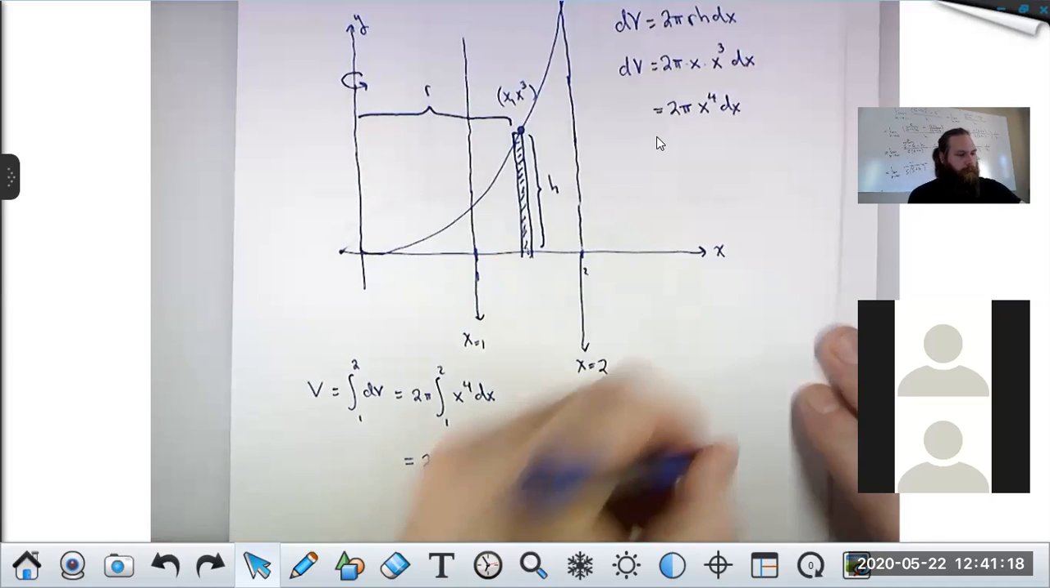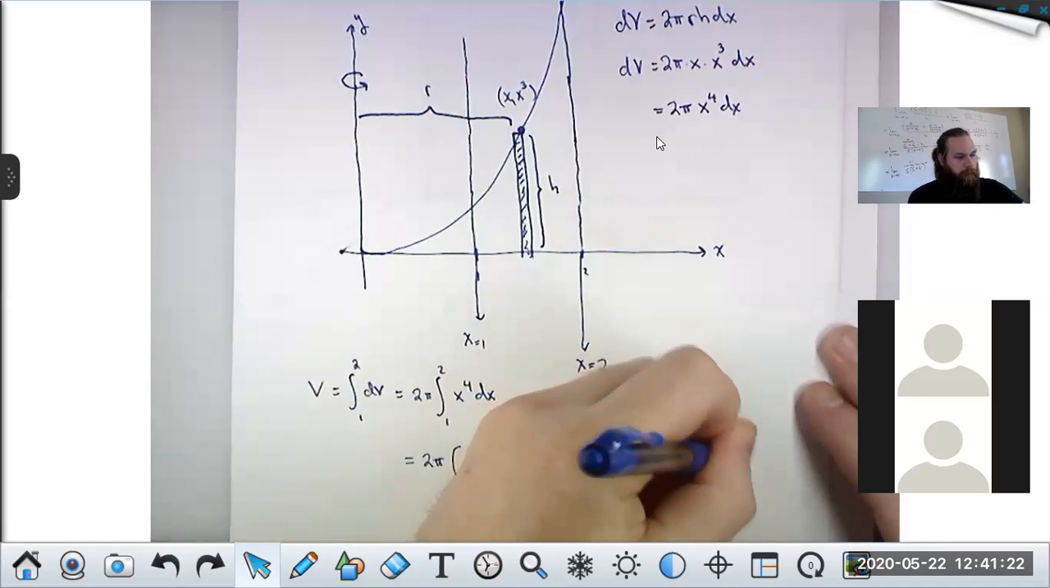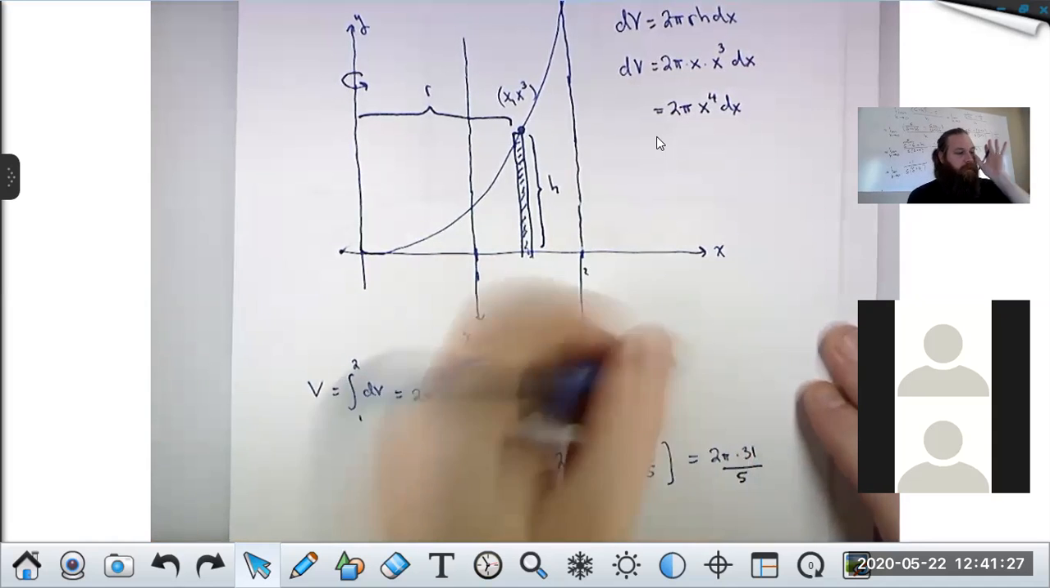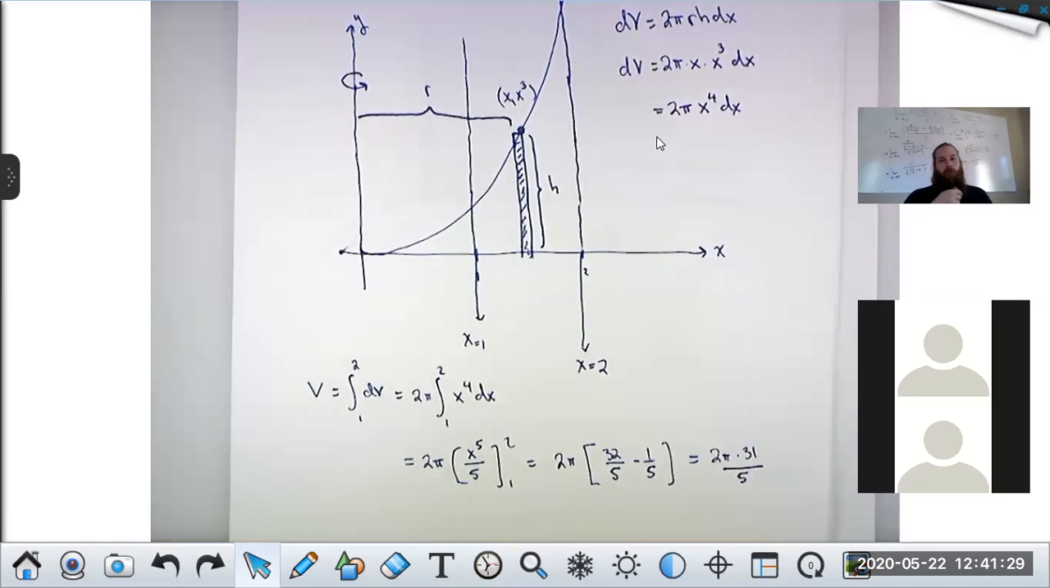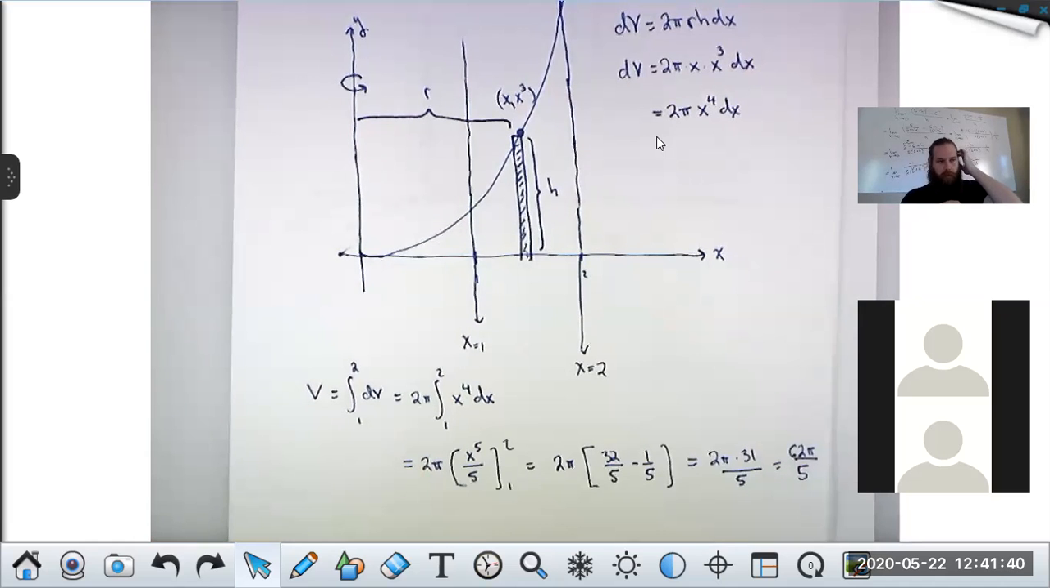And of course, the last little bit of arithmetic here. Looks like this. So you call it 62 pi over 5 if you wanted. Any other questions about this fellow?